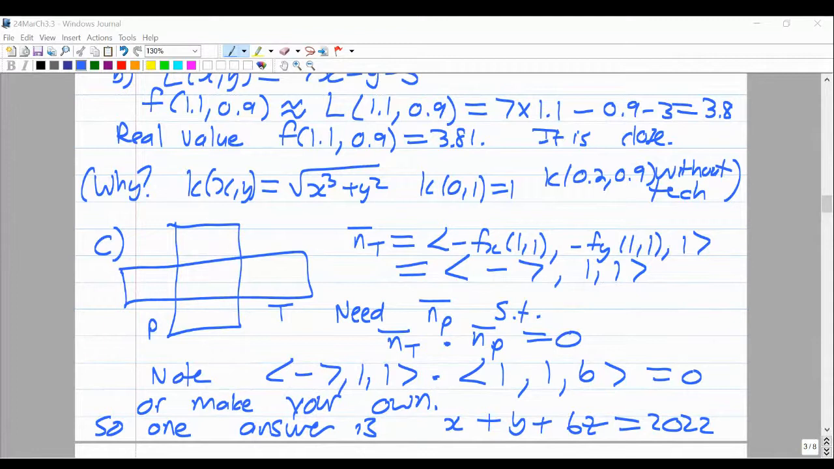Jaden, can I get a smiley face? The answer is not unique. You can use any number. You don't have to use 2022. Okay. All right.